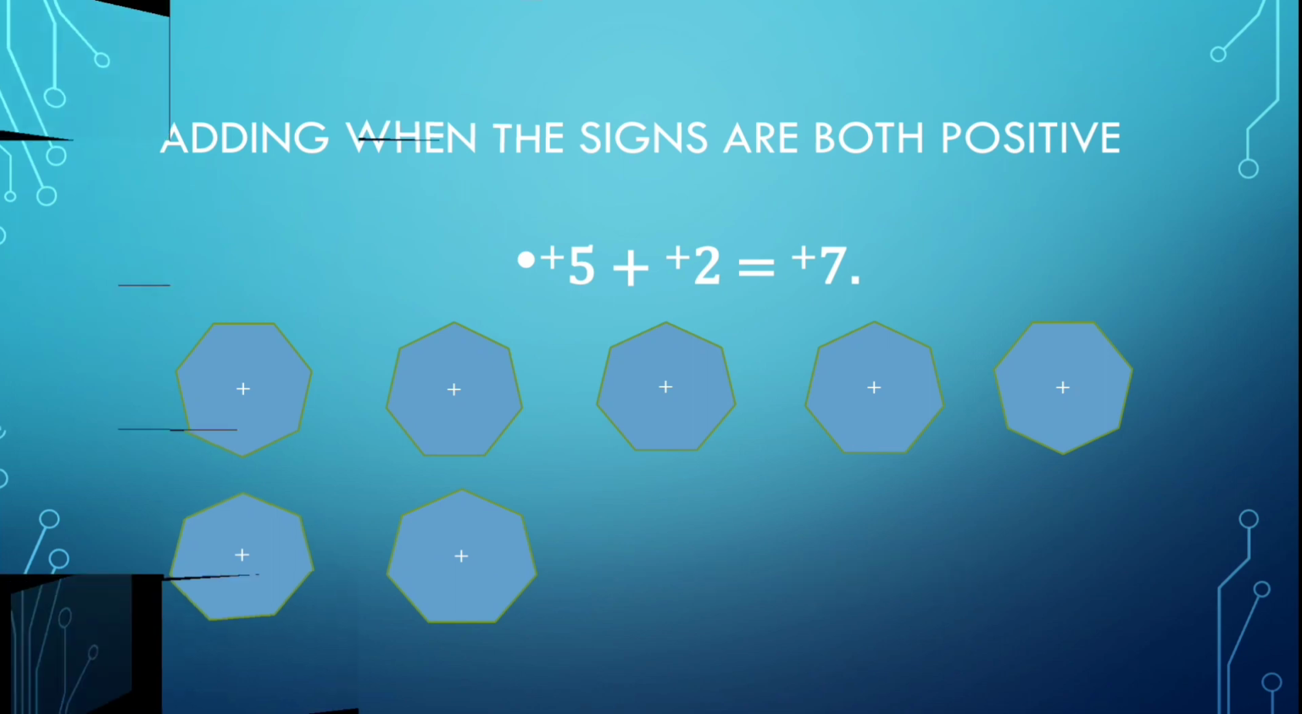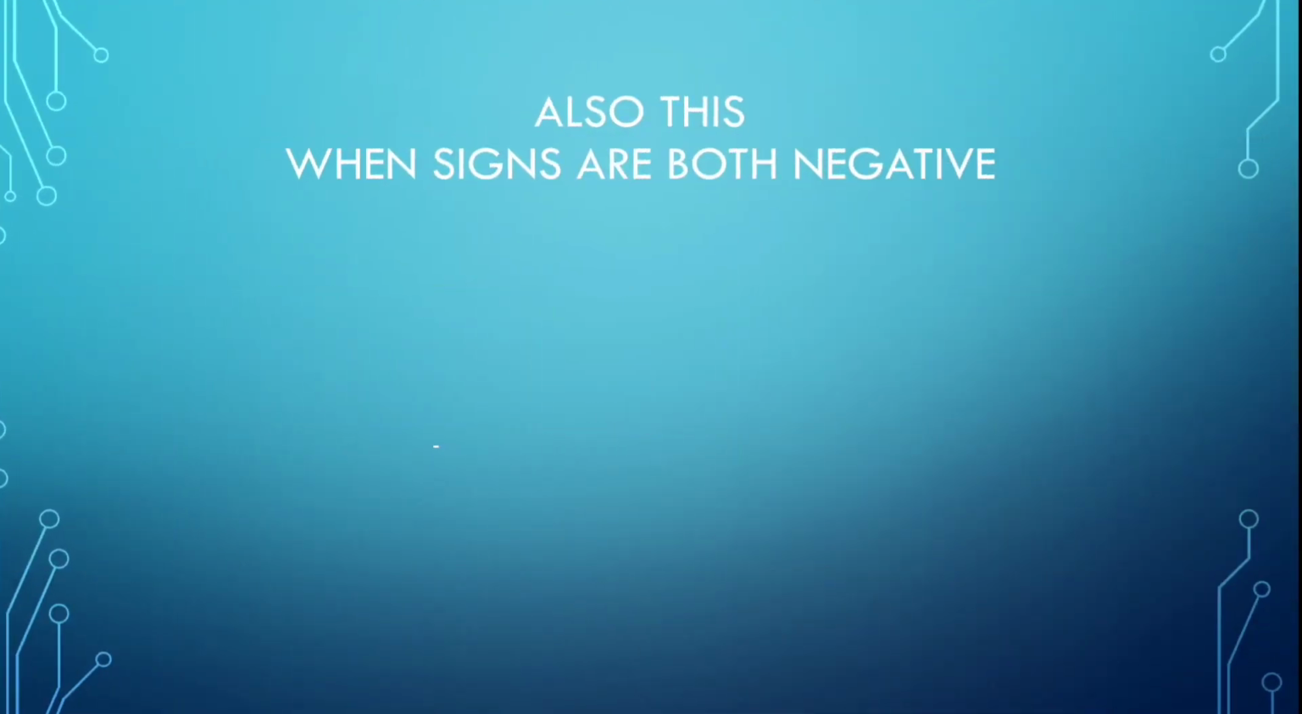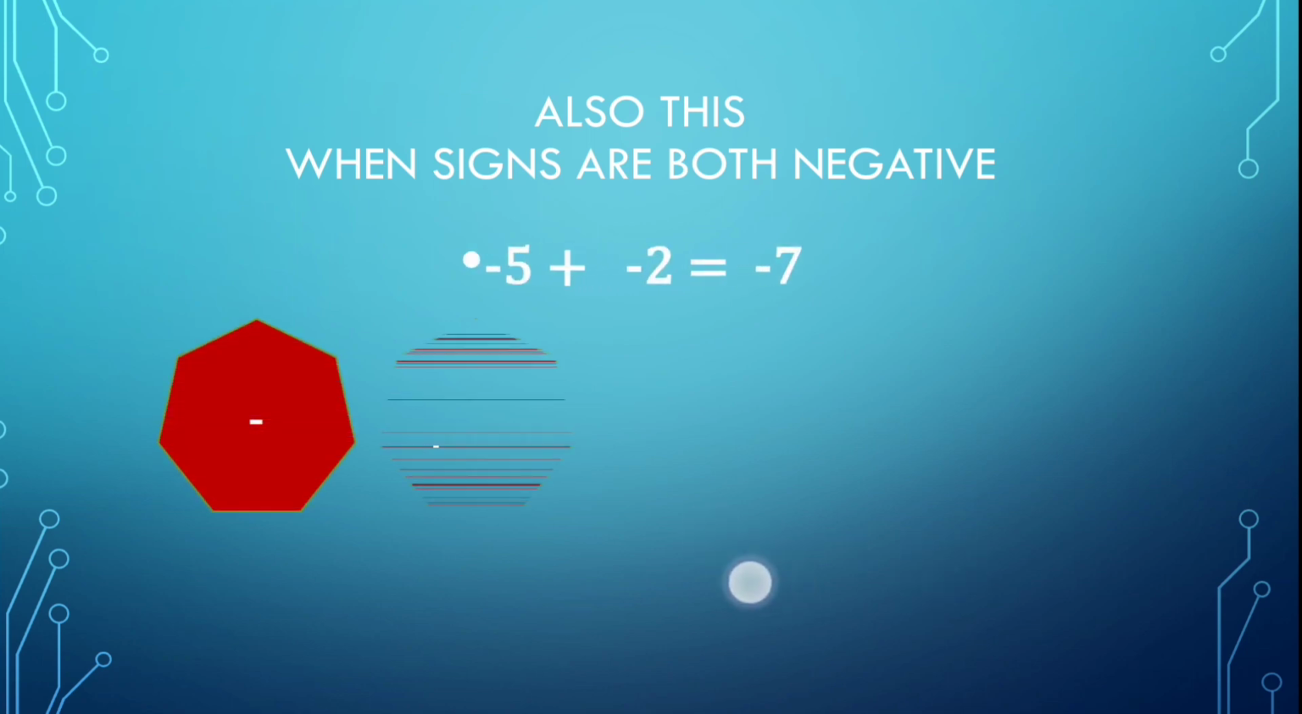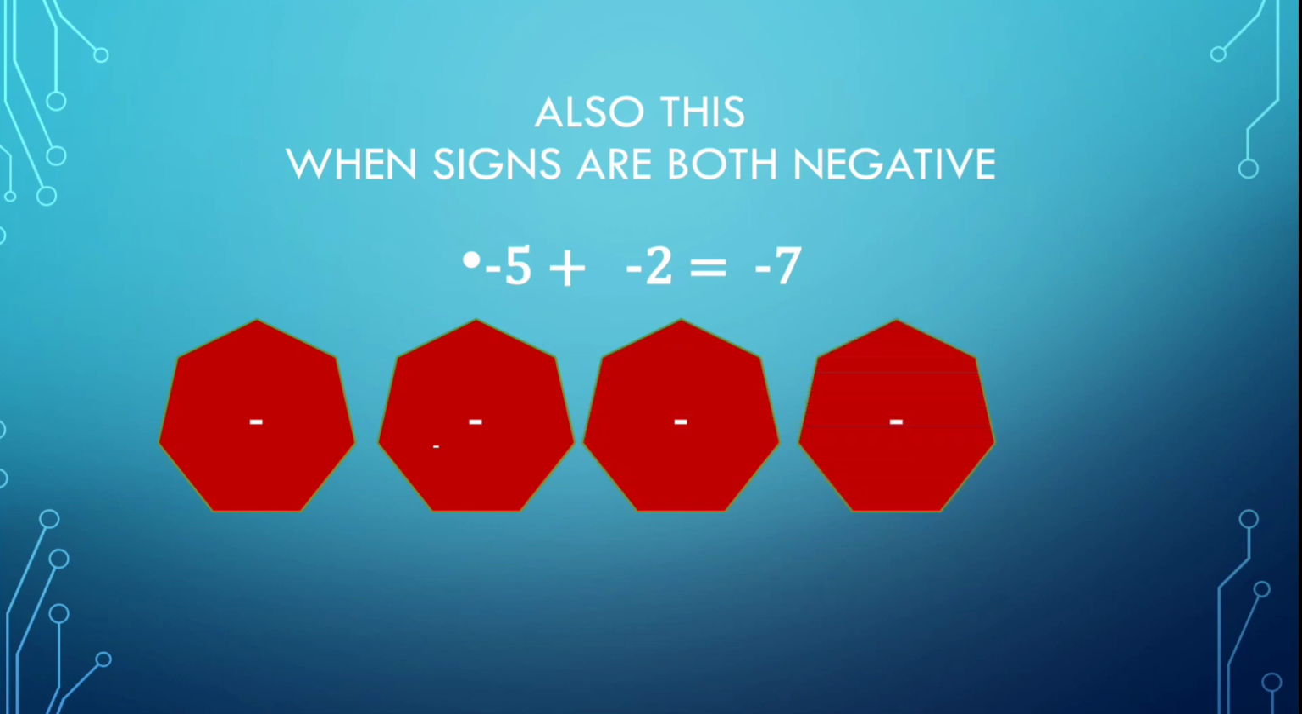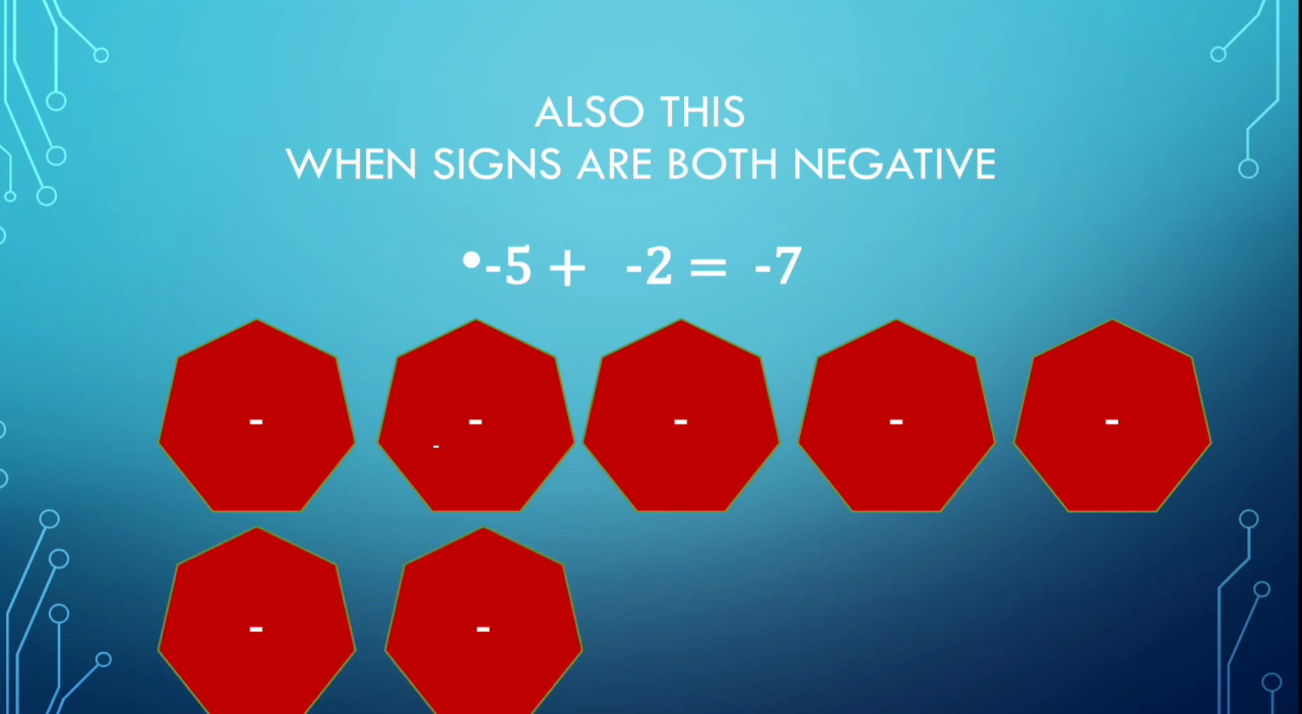All right, we're going to move to adding when both signs are negative. So we're starting with negative 5. We use red counters to depict the negative. Here we're starting with 5 negative counters, and we're adding 2 more negatives to it. If you should count them, we'll get 1, 2, 3, 4, 5, 6, 7 negative counters. So that's why we have the answer there being negative 7.